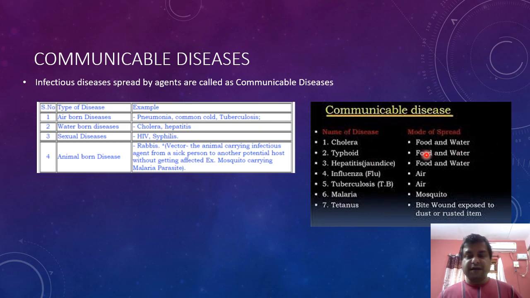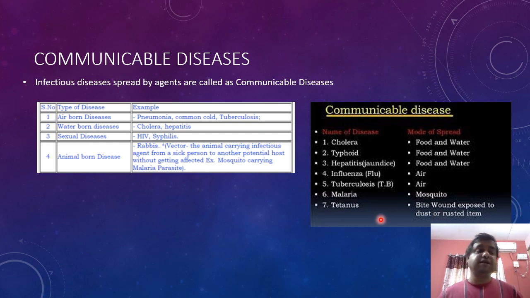Okay, and it shows you the mode of spread, like cholera is through food and water, typhoid through food and water, hepatitis causing jaundice, so it's also through food and water. You have influenza, flu caused by air, then tuberculosis caused by air, and you have malaria caused by a mosquito, and tetanus by bite wound exposed to dust or rusted item. It's not necessarily always a bite wound, like if you get hurt by a metal object or a rusted object, chances are you could also get tetanus.